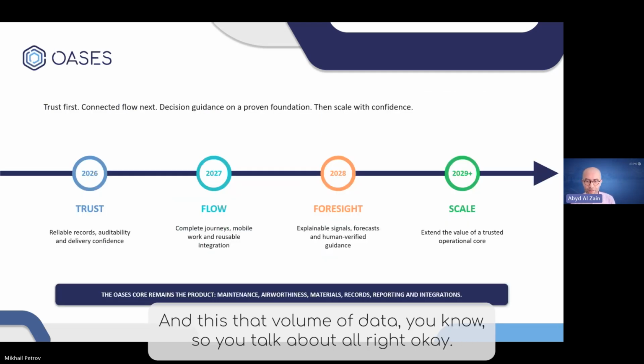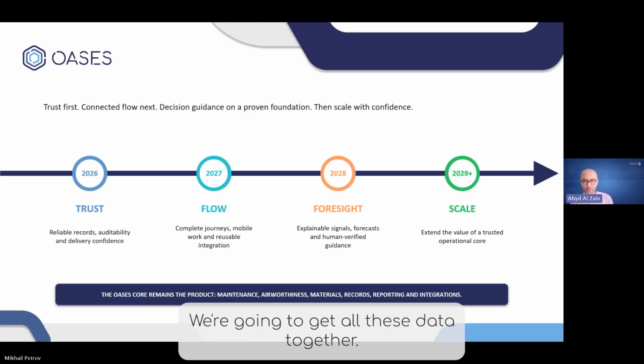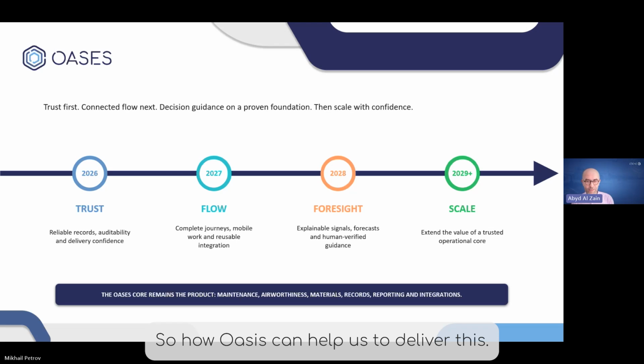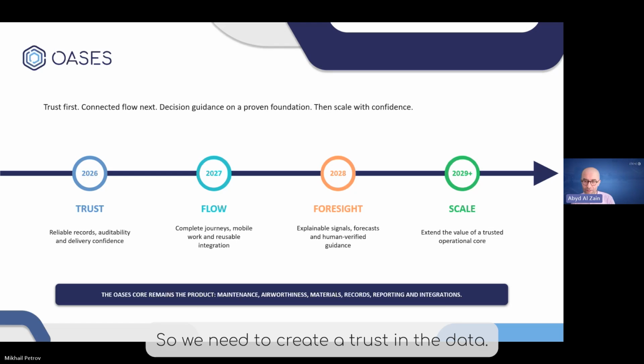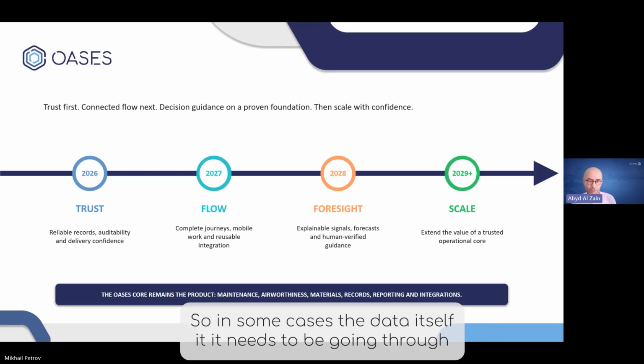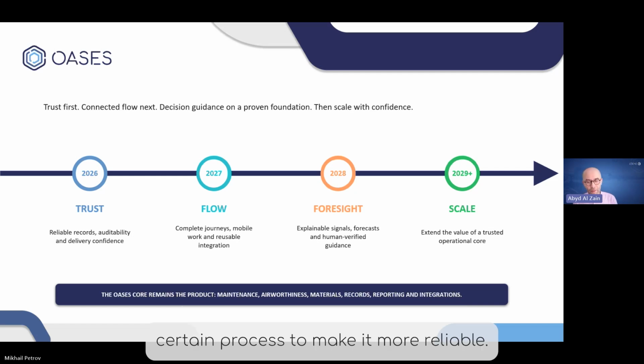So if you go to the next slide, you see how we're trying to go through that volume of data. So you talk about, all right, we're going to get all this data together. So how can OASES help us to deliver this? And that's the big question we have to answer here. So we need to create a trust in the data. In some cases, the data itself needs to go through a certain process to make it more reliable.